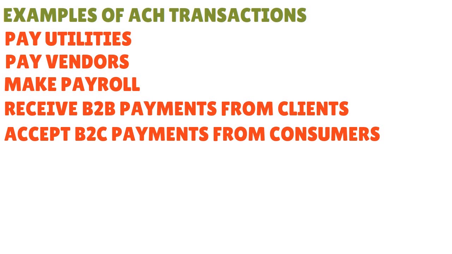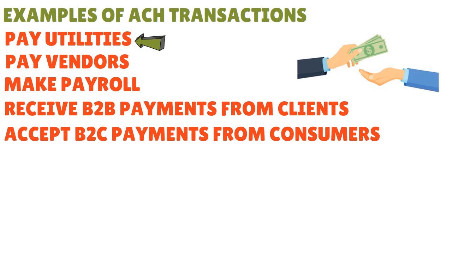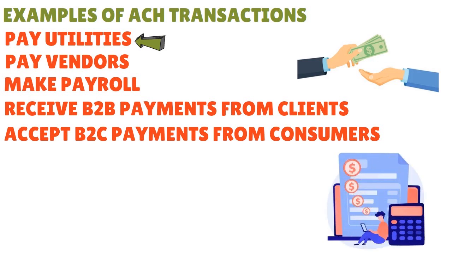Let me go a little deeper and exemplify things here. When I say pay utilities, you, your business or as an individual, can instruct your utility company to deduct a certain amount from your checking or savings account every month, or they can deduct whatever they think the bill is for that month. So you can pay your electricity bill, your water bill, all kinds of utilities for your home or your business.